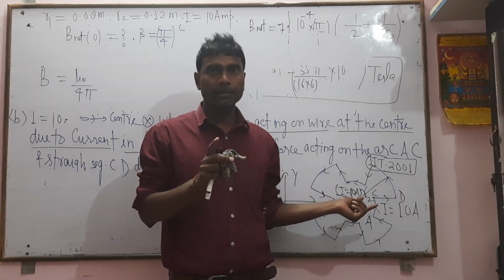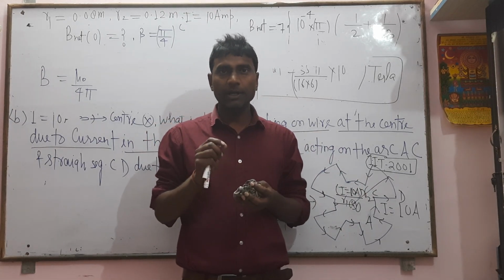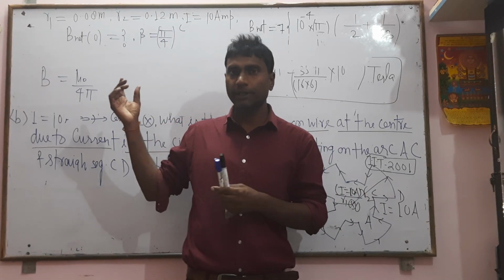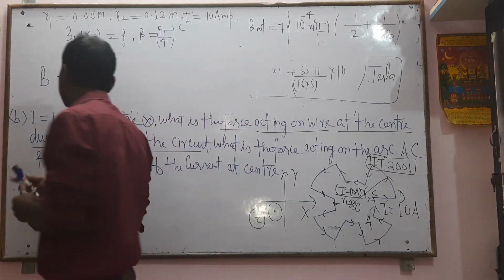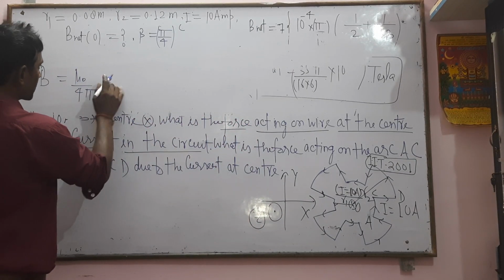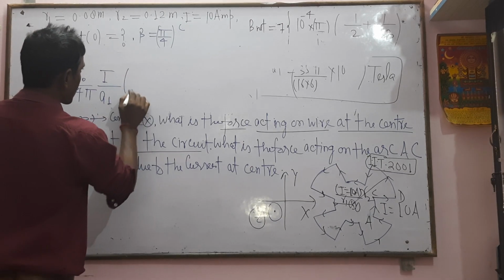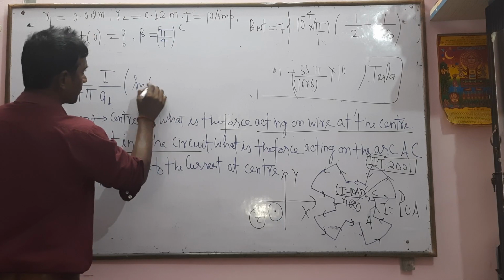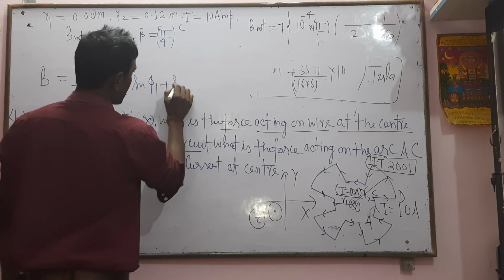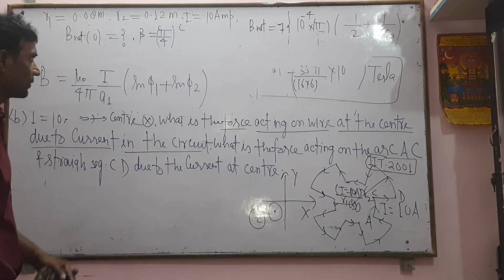Also we need the magnetic field due to a straight current carrying wire. We are trying to find the magnetic field due to a straight current carrying wire, which is mu naught by 4 pi, I by a perpendicular, into sine of phi 1 plus sine of phi 2.